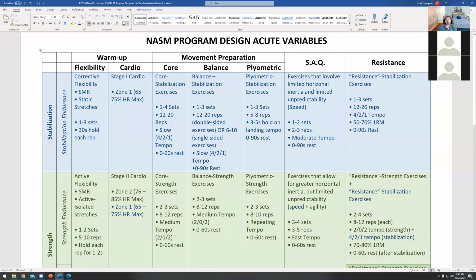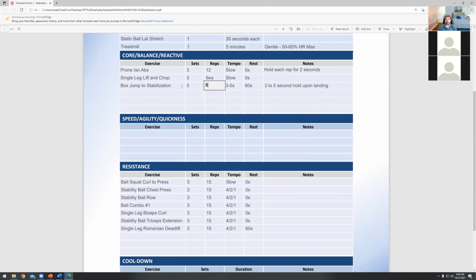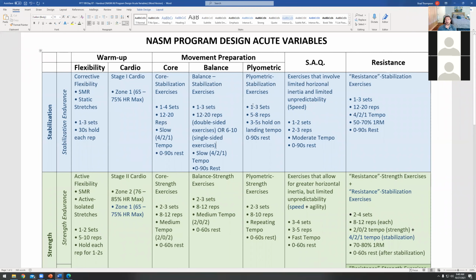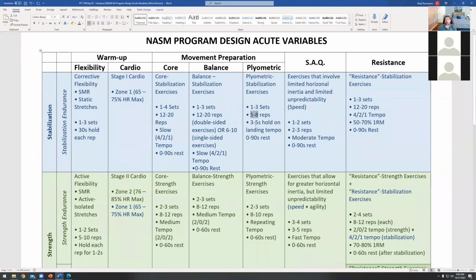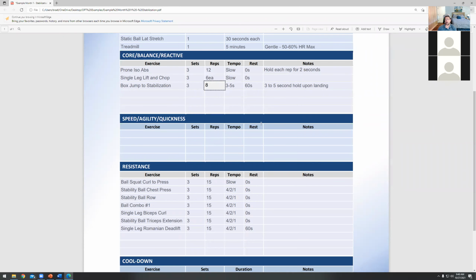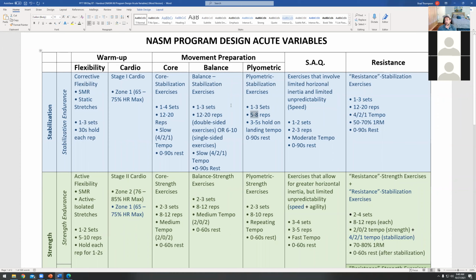Slow tempo for both of those, right? Slow and slow. And then for the box jump to stabilization, 3 sets of 8, and then tempo says 3 to 5 seconds. That stands for 3 to 5 seconds upon landing. So they're doing a box jump to stabilization, 5 to 8 reps. So I did 8 reps, 3 to 5 second hold on landing. And that is the movement prep.